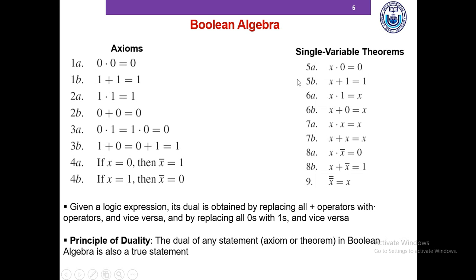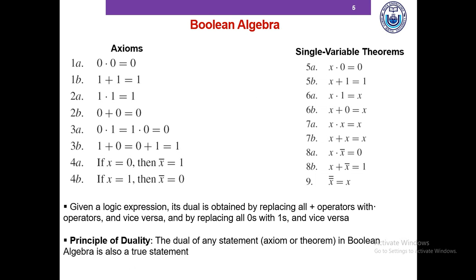So the axioms and also the single variable theorems are listed by this relationship. If you convert all the zeros into ones, and if you convert all the AND gates into OR gates, you end up with the other version, or its dual version. So the dual of any true statement, be it an axiom or a single variable theorem, in Boolean algebra is also a true statement.